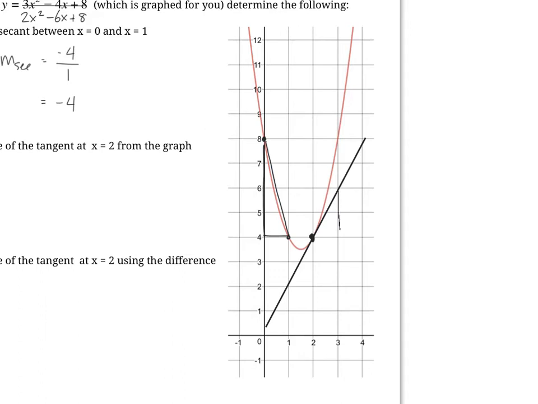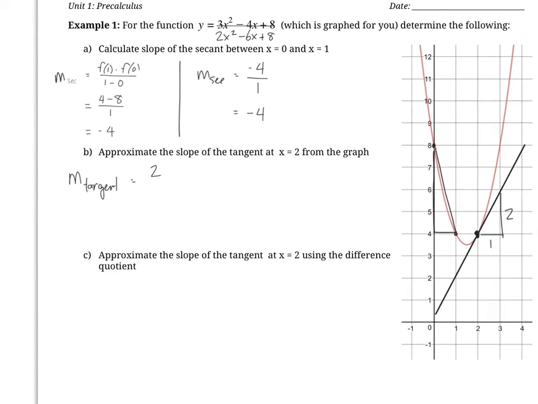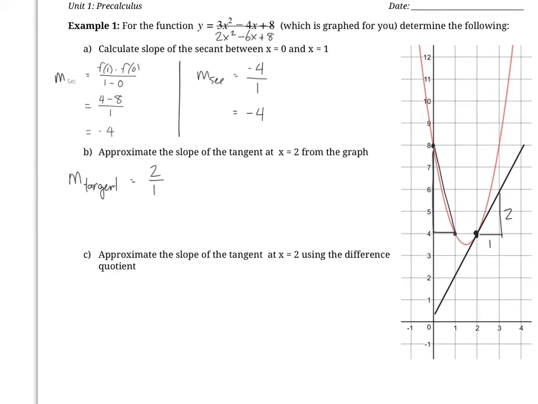So we have the rise here of approximately 2 and the run of approximately 1. So the slope of this tangent, so I'm just going to write that, slope of the tangent is going to be approximately 2 over 1, which gives us a slope of approximately 2. Okay? So now, that's an approximation of the slope of the tangent. Can we use the difference quotient to find a more accurate approximation of the slope of the tangent?